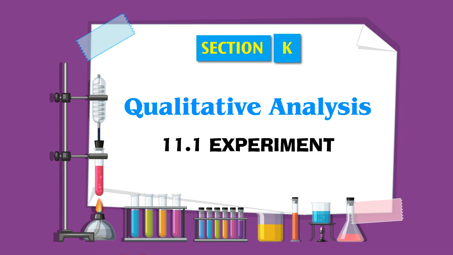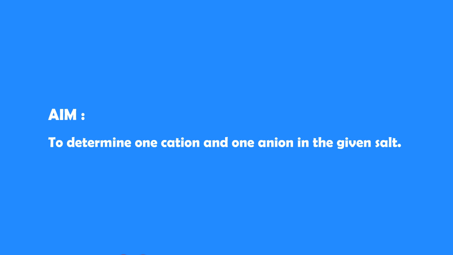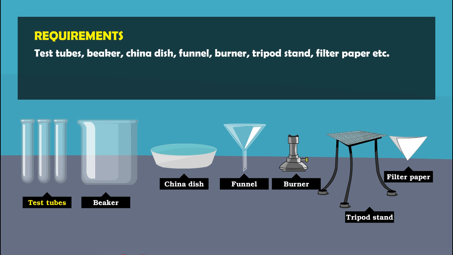Section K, Qualitative Analysis. 11.1 Experiment. Aim: to determine one cation and one anion in the given salt. Requirements: test tubes, beaker, china dish, funnel, burner, tripod stand, filter paper, etc.